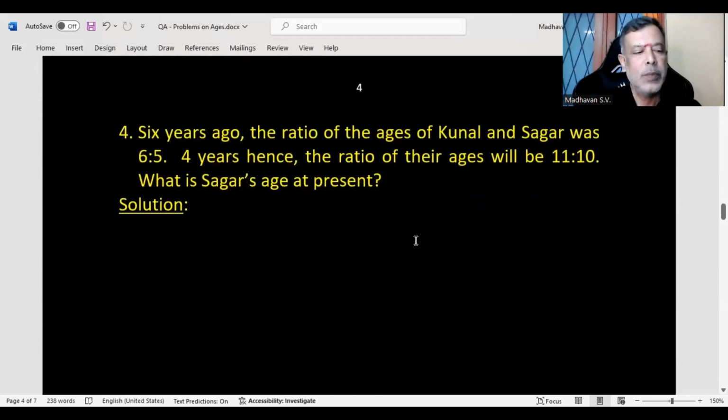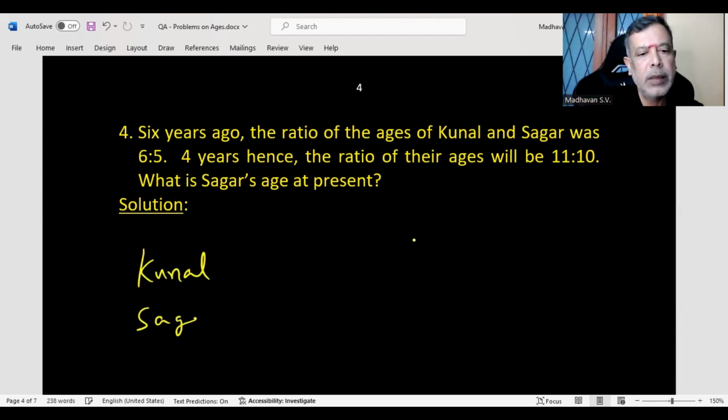6 years ago, the ratio of ages of Kunal and Sagar was 6:5. 4 years hence, the ratio of the ages will be 11:10. What is Sagar's age at present? Let us create a small table. Kunal, Sagar.